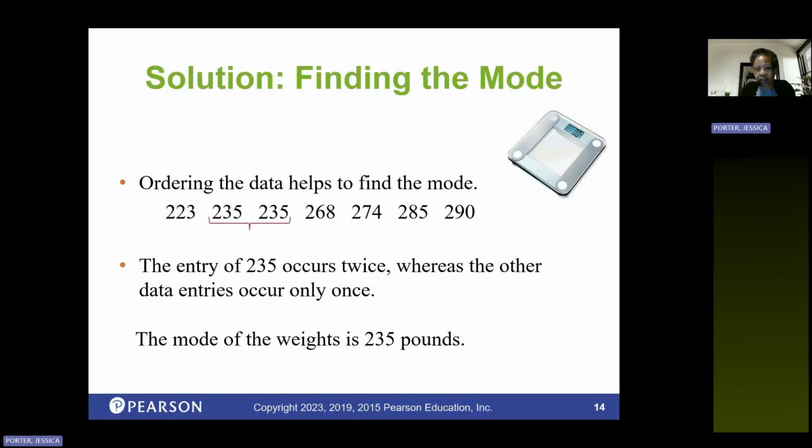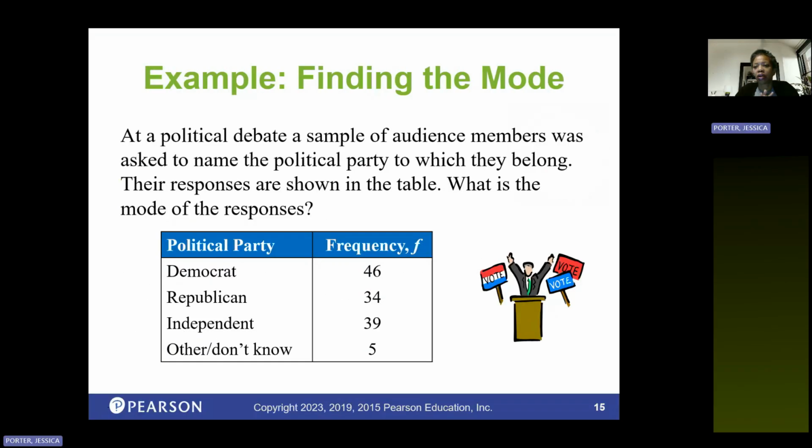Question 9, question 10. Okay, let's move forward. At a political debate, a sample of audience members was asked to name the political party to which they belong. Their responses are shown in the table. What is the mode of the responses?